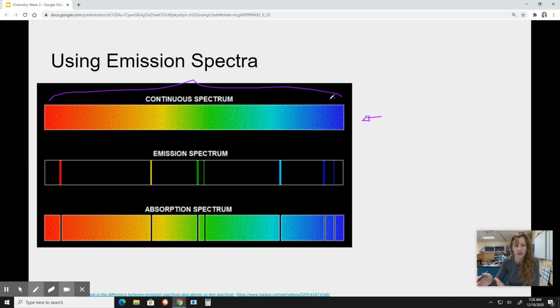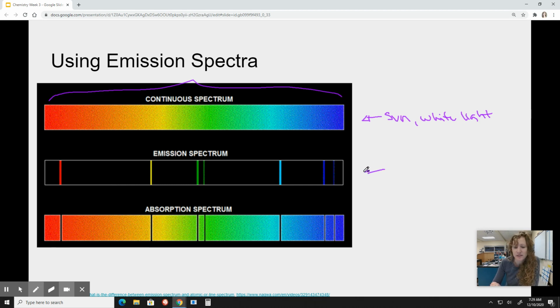Every single wavelength is shown. 656 nanometers is here, 657, 658, 659, all of them. They're all here. That's why it's called continuous, because there's no break in the wavelength. So the sun would be a good example of this. White light would also be a good example of this. The sun is white light, but a white light bulb would do the same thing.